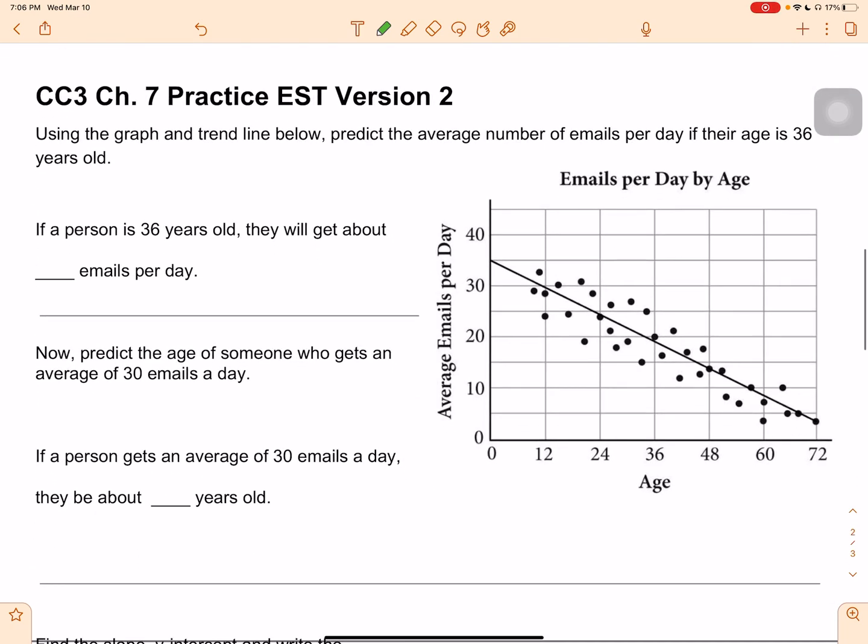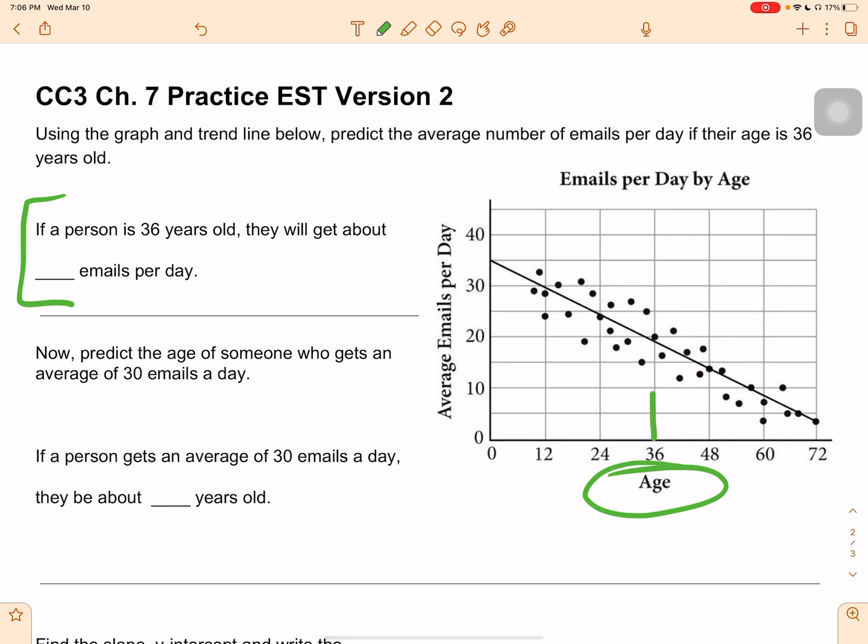All right. Using the graph and trend line below, predict the average number of emails per day if their age is 36 years old. So that's this first problem here. If a person is 36 years old, they will get about blank emails per day. Well, okay, I gotta find where somebody is 36 years old. Right here is the age, 36 is here, and my line of prediction is right there, okay?